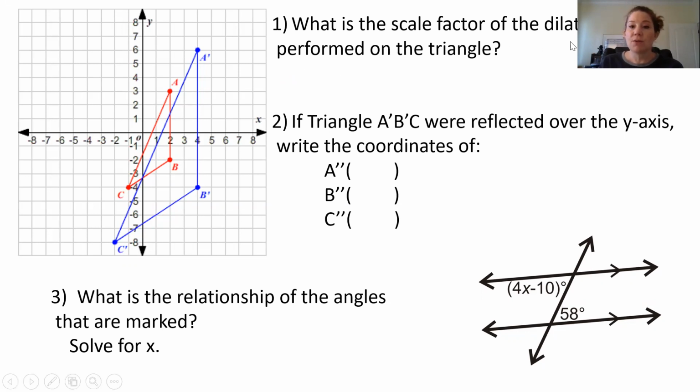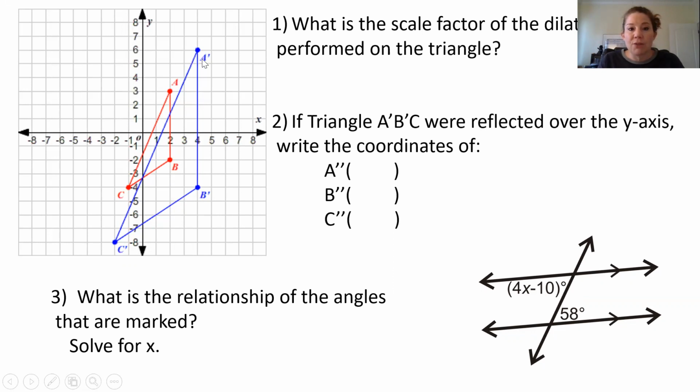So number one, what is the scale factor of the dilation that was performed on this triangle? One very important thing to do is make sure you start with the original. If you go from the image back to the original and figure out the scale factor that way, you're going to get the inverse of the scale factor, and that will not be correct. The red triangle in this situation is the original, and the reason I know that is because the blue ones have the little prime symbols.